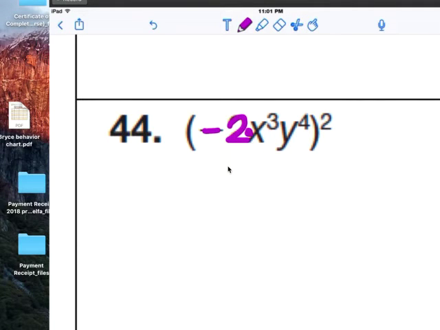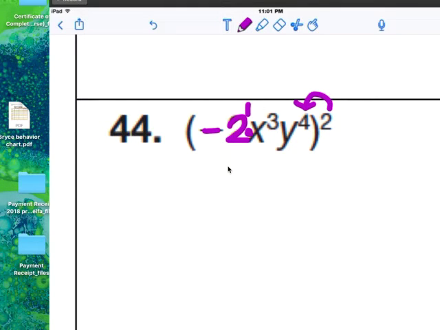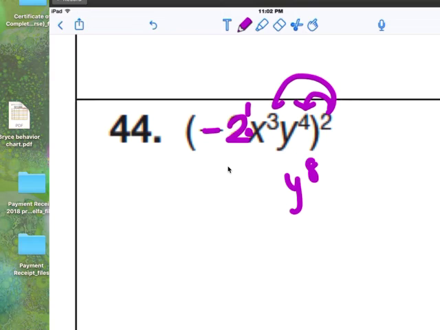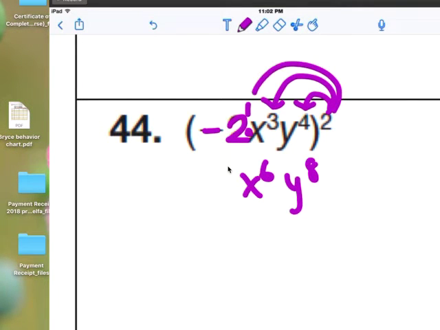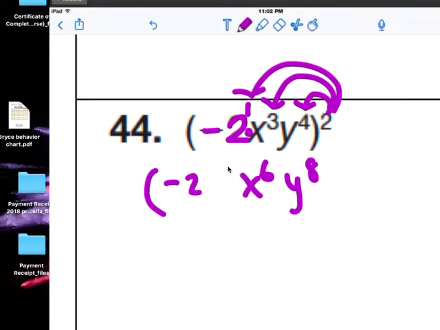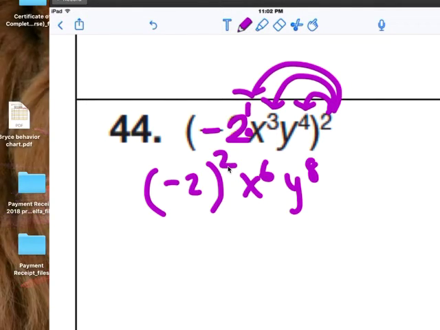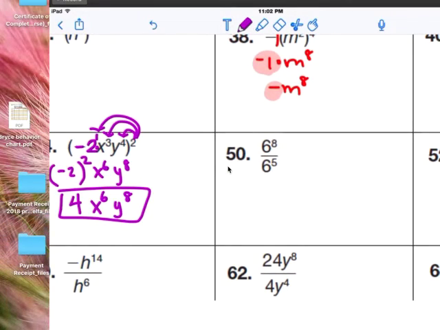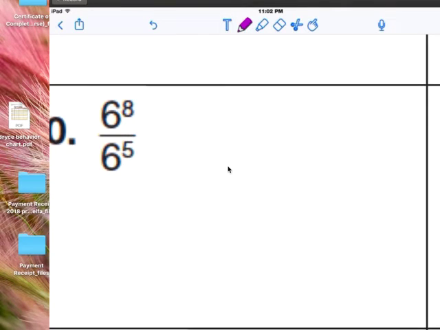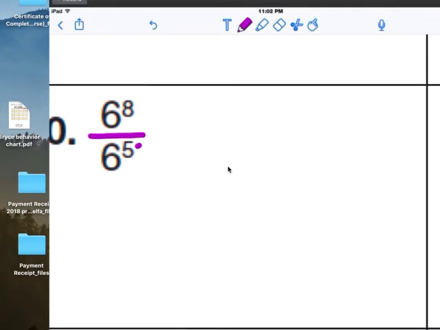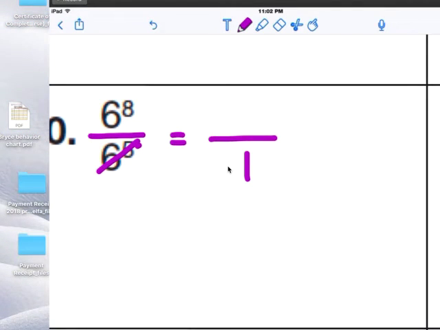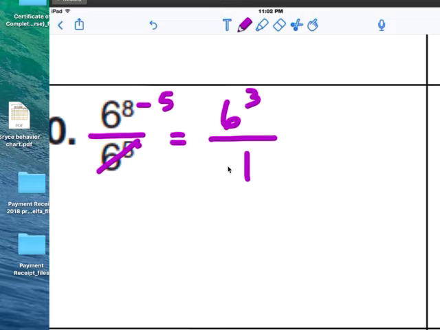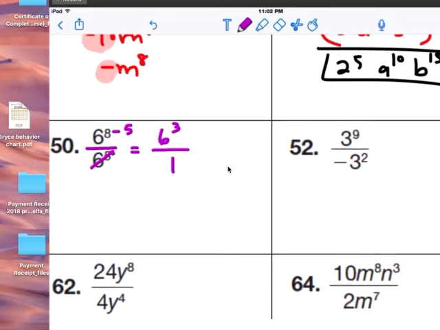-2 times, that's an exponent, distribute y to the 8, distribute is a fancy word for multiplying, x to the 6, and -2 in parentheses to the second power. So that is 4, we know, x to the 6, y to the 8. You know offhand what that number is without using a calculator. You do it. Now when you have division, you subtract the exponent, cross that out, make sure you put a 1 for every number you cross out though. Bring that other number up on top, so you get 6 to the third. 6 to the third, 36 times 6, actually not that easy.